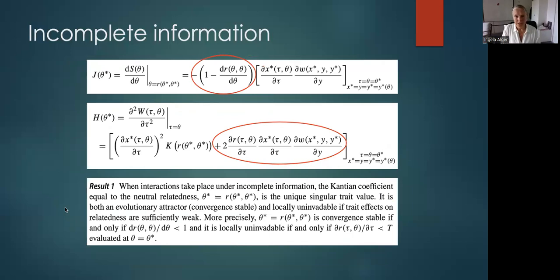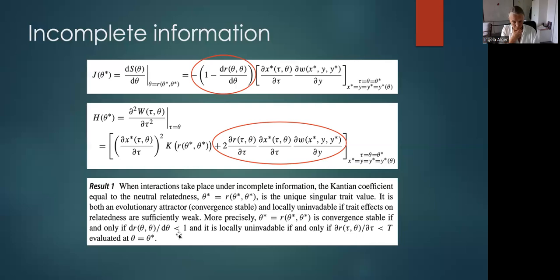Okay, so in this setting, which turns out to be straightforward, thanks to this non-reaction by the residents, we can easily get the expressions for the Jacobian and the Hessian, so as to actually say something quite precise about whether this theta star is uninvadable and or convergent stable. So this is the result. When interactions take place under incomplete information, the counting coefficient equal to the relatedness is a unique singular trait value. It is both convergent stable and locally uninvadable if relatedness is not too sensitive to the trait values. So for convergent stability, the necessary and sufficient condition for theta star to be convergent stable is that this thing here be strictly negative.